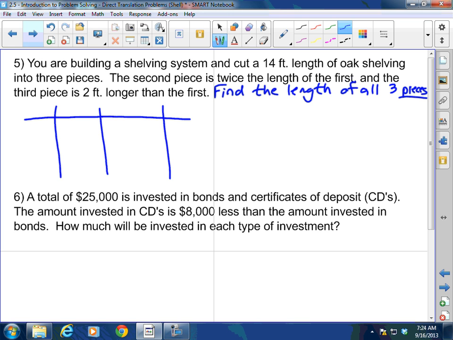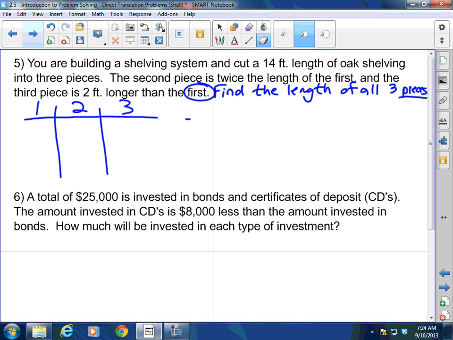Let's think about this. You're building a shelving system and cut a 14-foot length of oak shelving into three pieces. The second piece is twice the length of the first, and the third piece is 2 feet longer than the first. What do we know nothing about? The first piece. So let's talk about the first piece, second piece, third piece, okay?